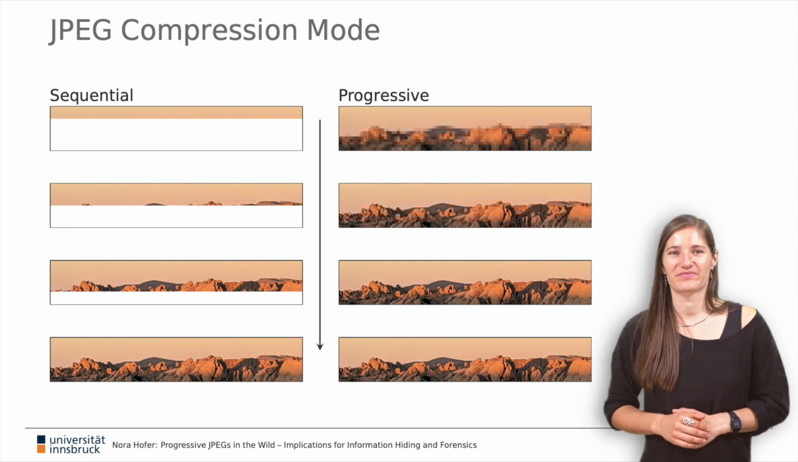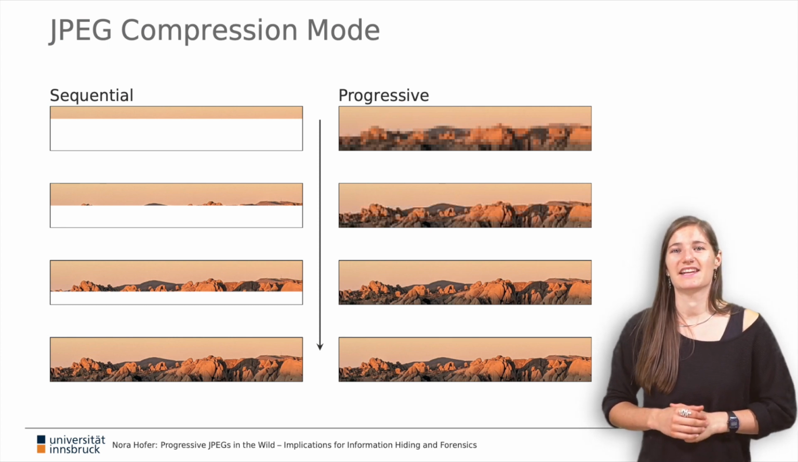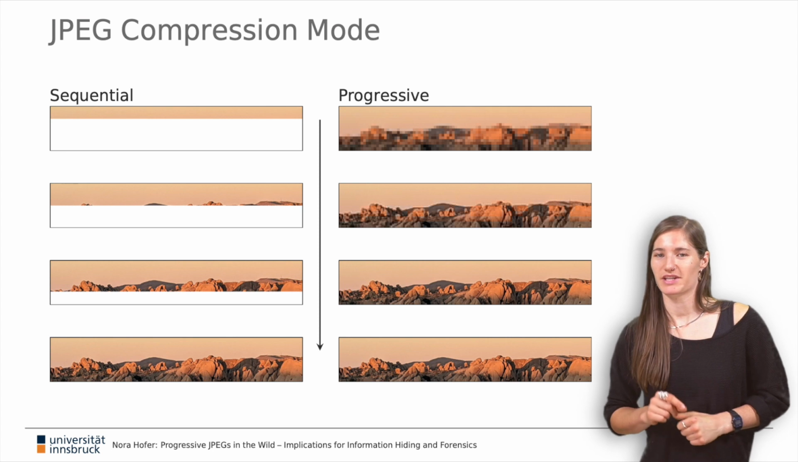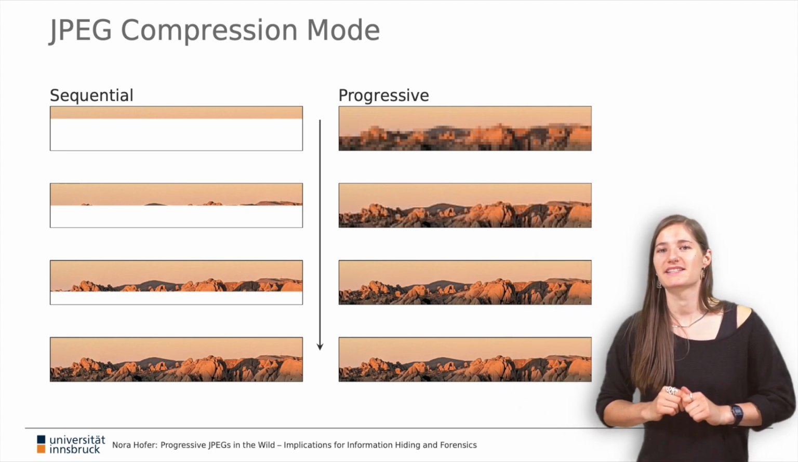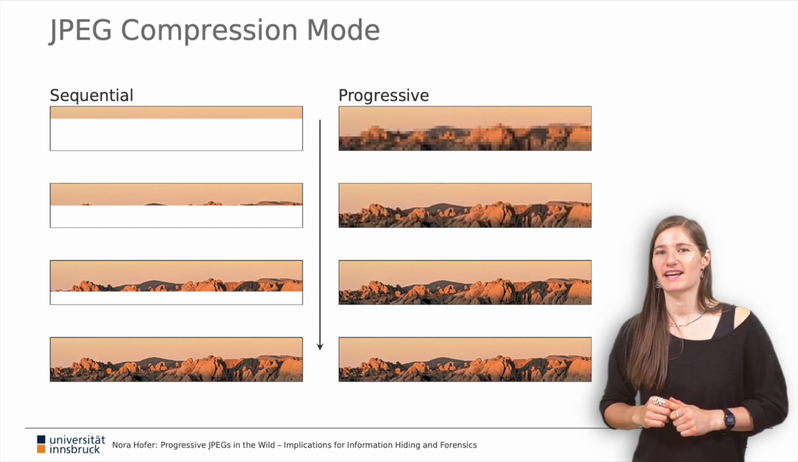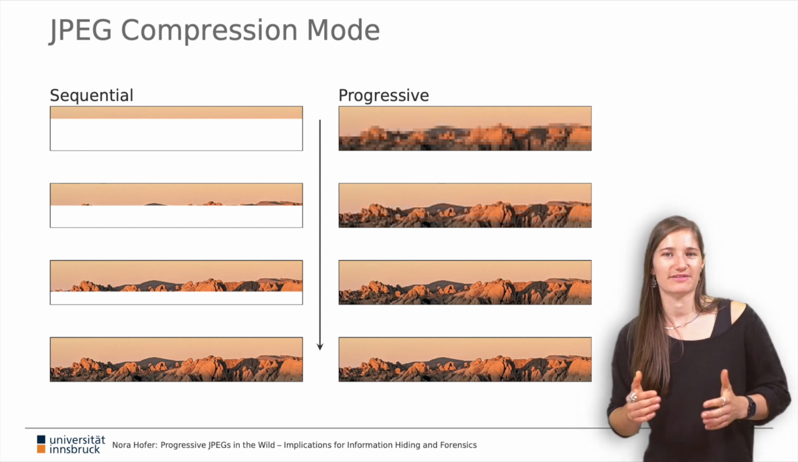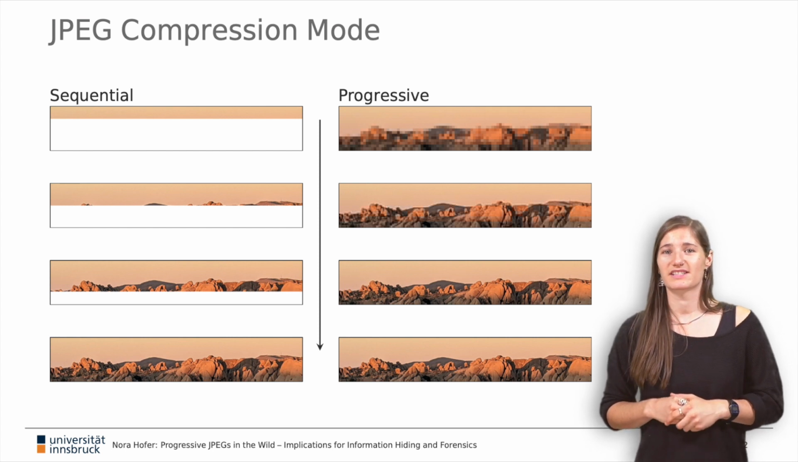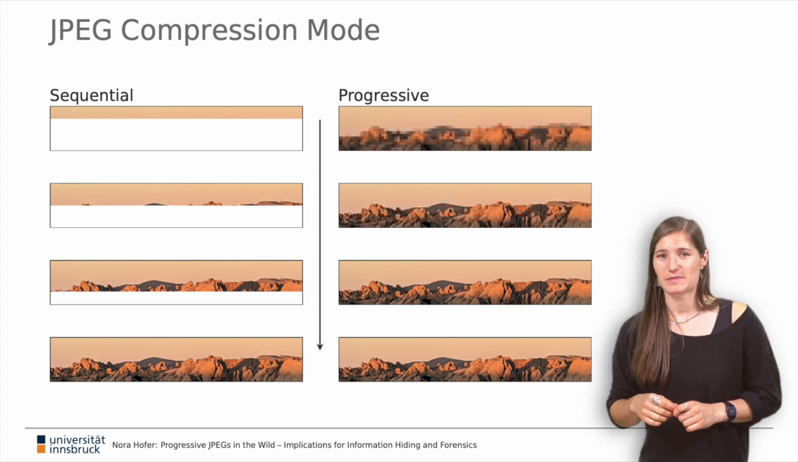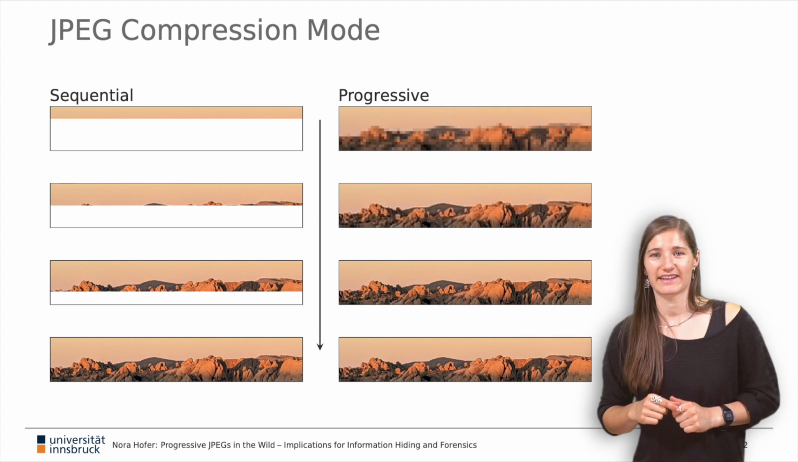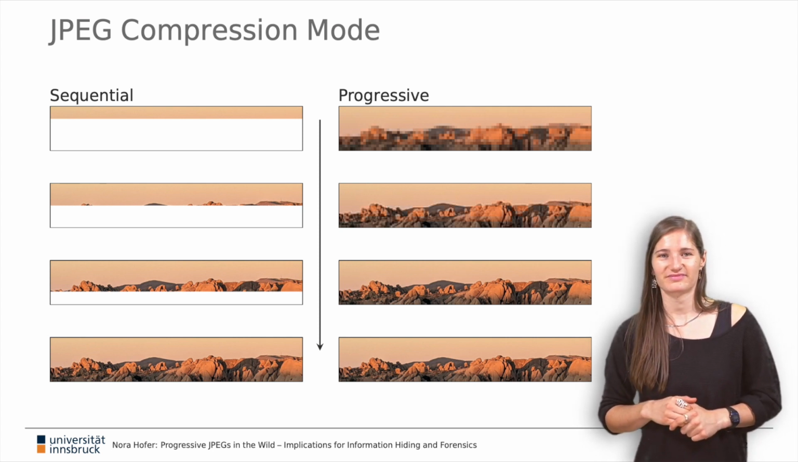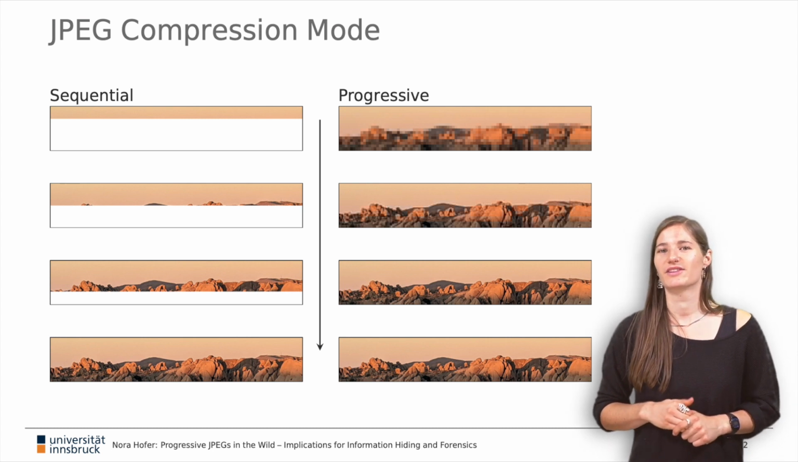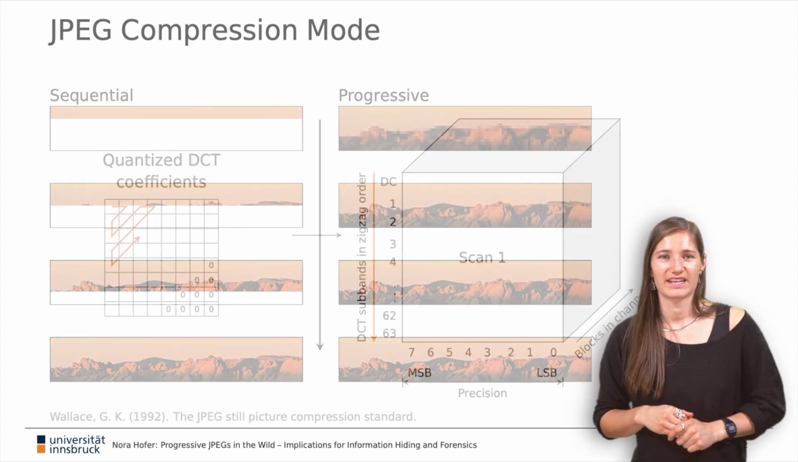Let's start. In its baseline mode, a JPEG image is displayed sequentially from top to bottom. In the so-called progressive mode, an image is displayed at a low quality first and details are added progressively. This mode is useful whenever images are transmitted over a slow communication link, for example, if your smartphone has bad reception. Let's have a closer look at how this is done.